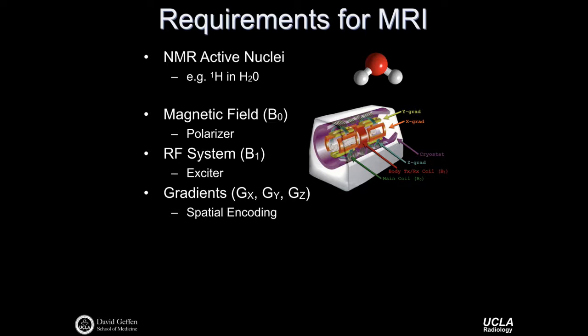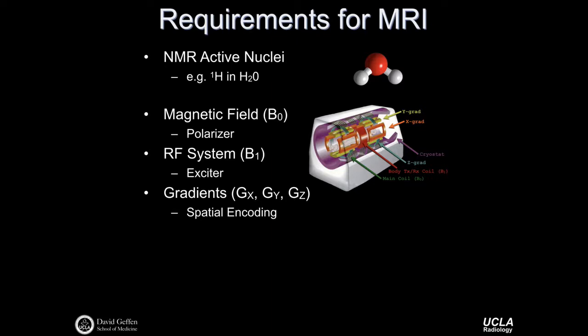In order to excite the polarized spin system, we need an RF system, frequently called the B1 system, and this system acts as the exciter. It emanates electromagnetic energy on resonance with the frequency of the precessing water molecules.